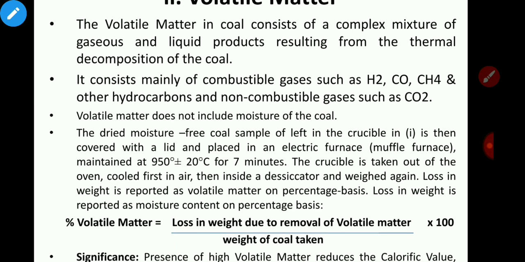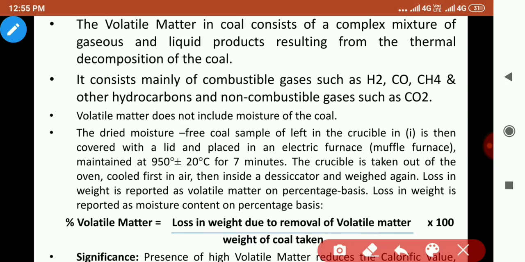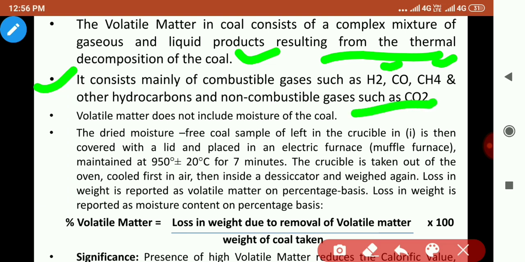So volatile matter in coal consists of a complex mixture of gaseous and liquid products resulting from the thermal decomposition of the coal. So what is there when we talk about the volatile matter? So it consists mainly of combustible gases. Combustible gases में क्या आ जाएगा, हाइड्रोजन आ जाएगा, कार्बन मोनोऑक्साइड आ जाएगा, मीथेन या और भी बहुत सारे हाइड्रोकार्बन्स हो सकते हैं, और उसके अलावा नॉन कंबस्टिबल गैस हो सकती है जैसे कार्बन डाइऑक्साइड। सो इसमें मेनली नॉन कंबस्टिबल और कंबस्टिबल गैसेज होती हैं। और ये ध्यान हमें रखने की ज़रूरत है कि वोलेटाइल मैटर में मॉइस्चर कंटेंट इंक्लूडेड नहीं होता है। So this is the third point which I have mentioned over here.